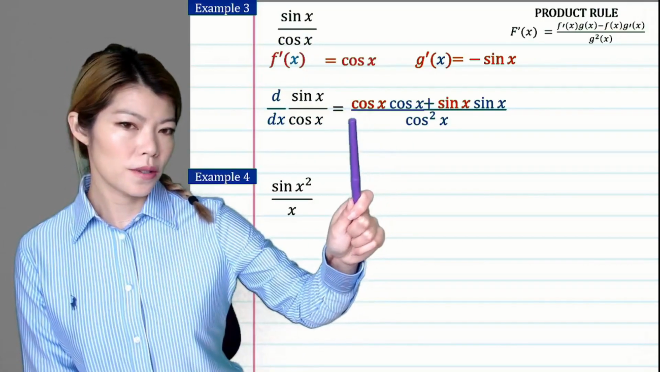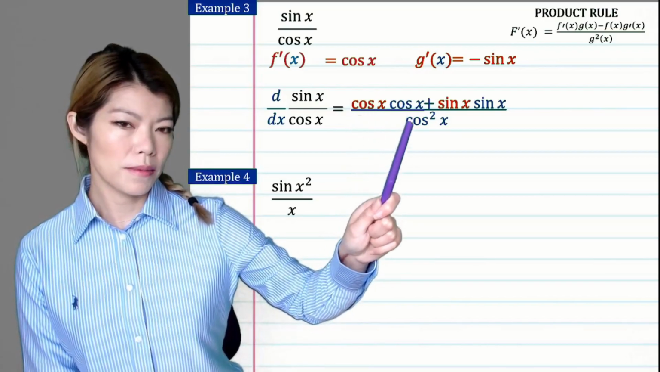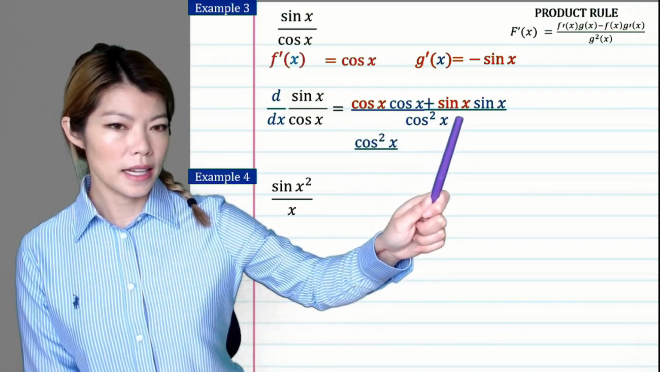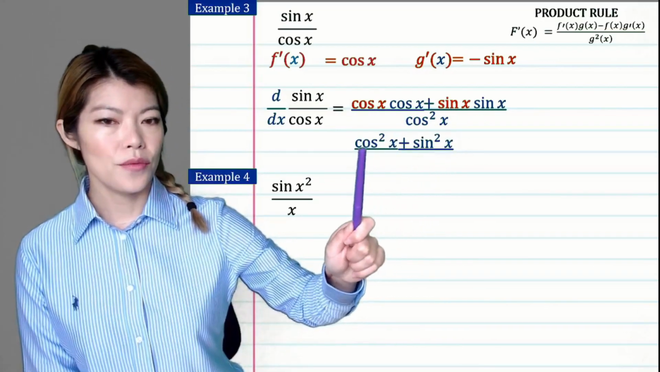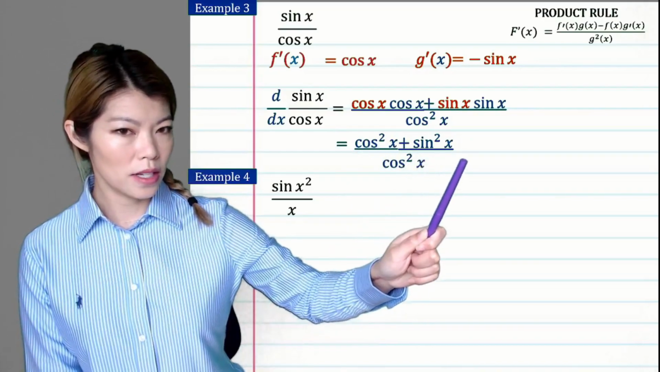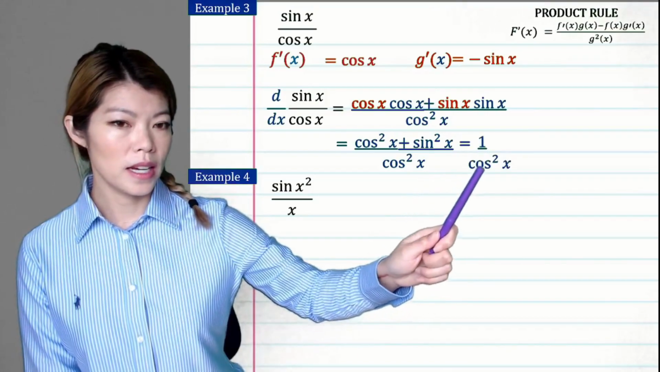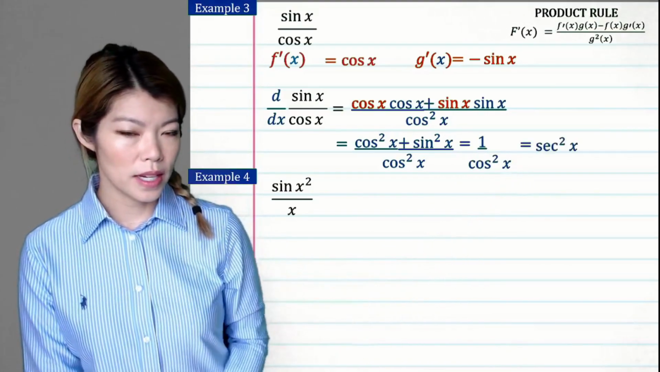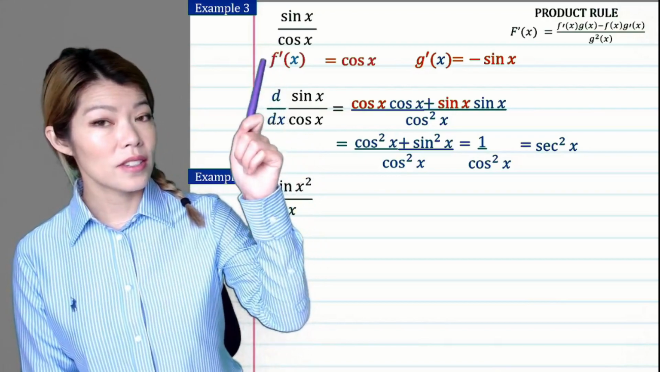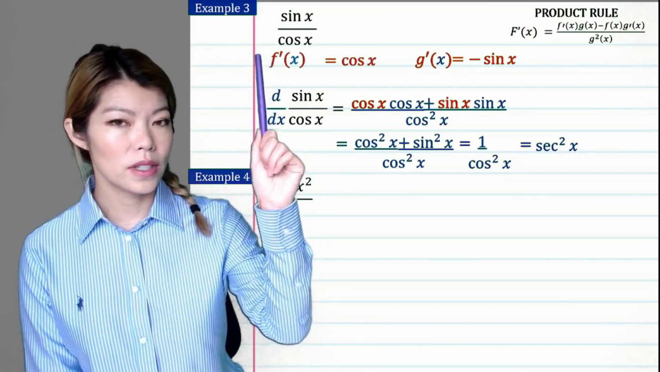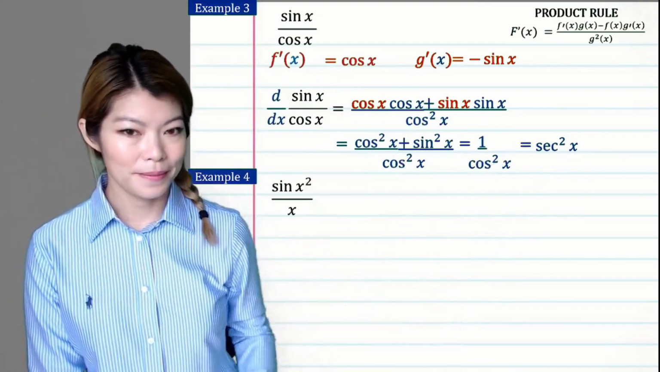And now cos x times cos x is cos squared x, sin x times sin x is sin squared x, and we know cos squared x plus sin squared x is just equal to 1. So we have 1 over cos squared x, or in other words, sec squared x. And sin over cos is tan, and we know that the derivative of tan is that.